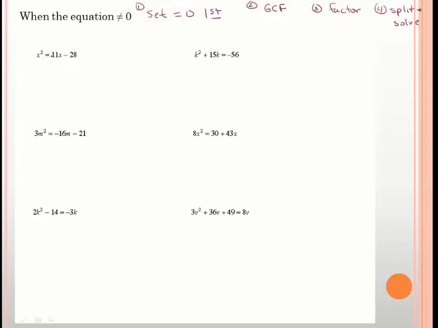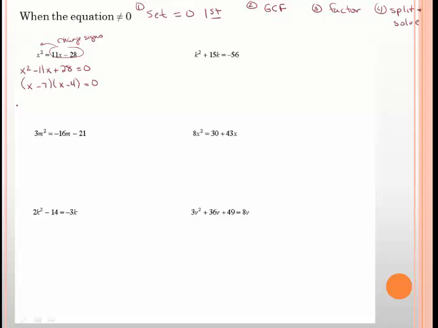So here I have x squared is equal to 11x minus 28. I'm going to bring this whole thing over here and change the signs. So I'll have x squared minus 11x plus 28 is equal to 0. Now I'm looking for factors of 28 that will give me a sum of 11. And that is going to be negative 7 and negative 4.